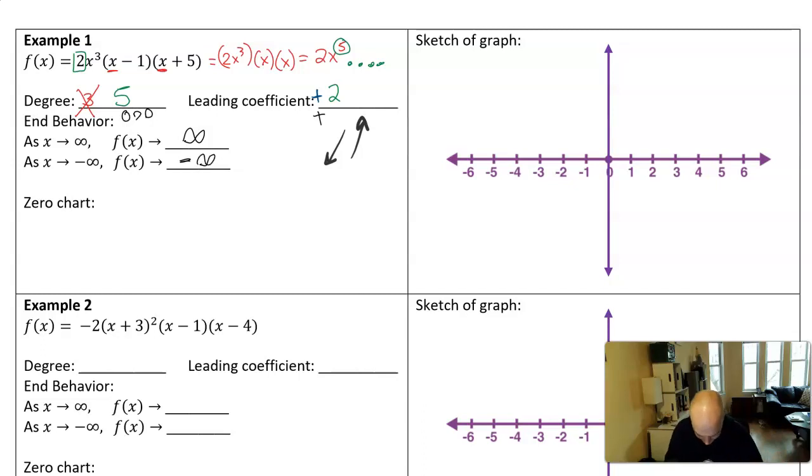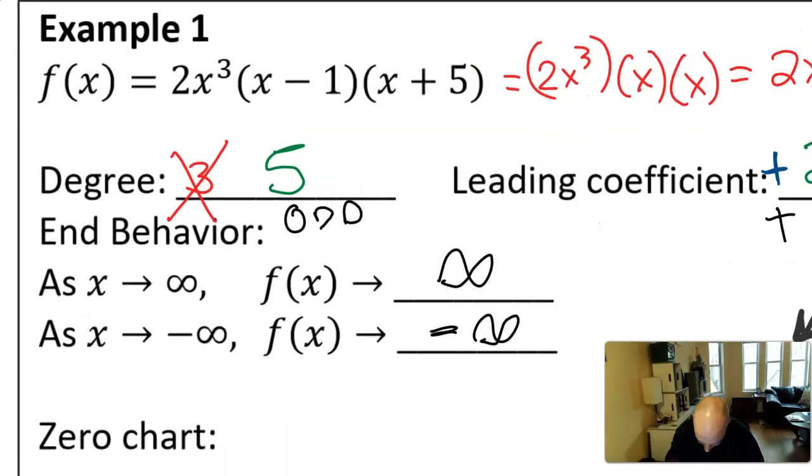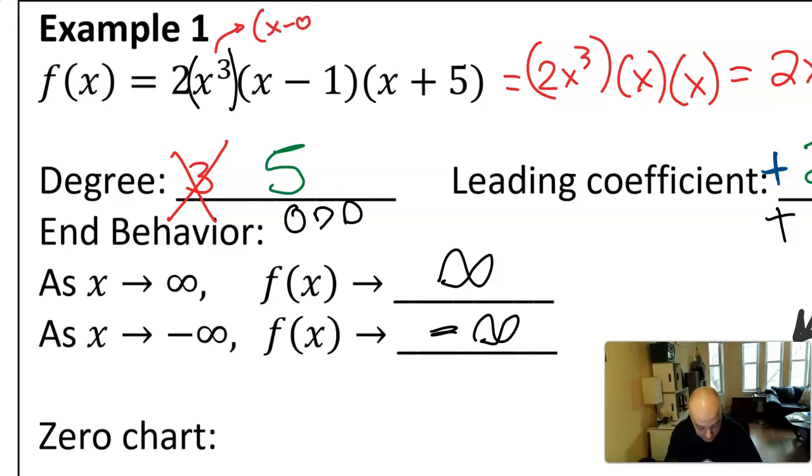Now let's talk about the zeros. I like to approach this with a zero chart. So first, just to zoom in on the function, 2x cubed times x minus 1 times x plus 5 is already in fully factored form. There are 3 distinct factors: the x cubed, the x minus 1, and the x plus 5. If you don't believe x cubed is a factor, maybe you should think about it as x minus 0, cubed. If that helps you see it structurally better, fine.